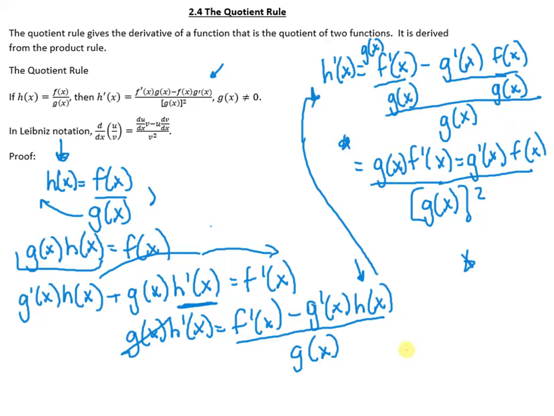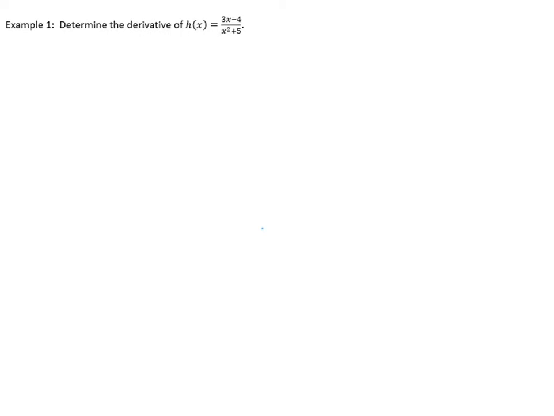This is actually the formula that we're going to be using for the quotient rule. In short terms, it's u prime v minus u v prime all over v squared. It's important that we do this in order because there is a negative now. It's not just addition.